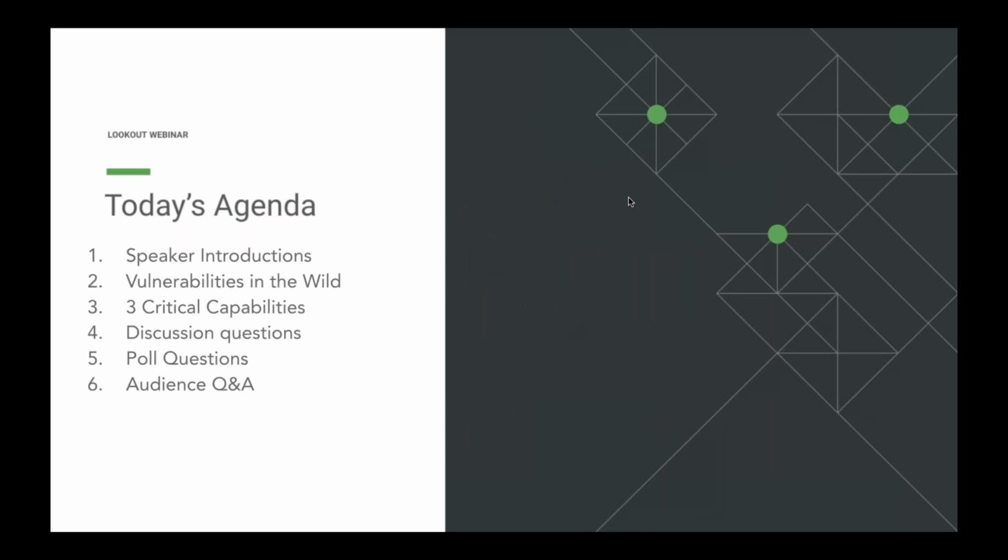Today's agenda: we'll first do speaker introductions. We'll then talk about mobile vulnerabilities in the wild. We'll then go through 3 critical capabilities for mobile vulnerability management. We then have some discussion questions, and we'll also do some poll questions at the end, and then we'll answer your questions at the end as well.